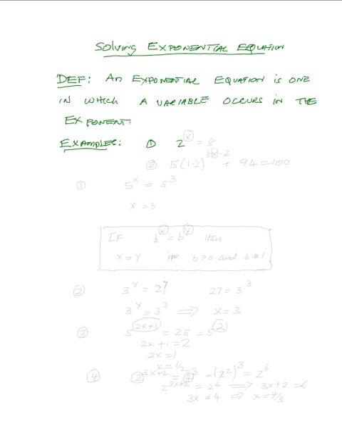Let's say our first example is 2 to the power of x equals 8. Now if you notice, the variable x shows up as an exponent. If you look at the second example, a similar thing happens. Let's make it a little bit more complicated looking: 5 times 1.2 to the power 3x minus 2, plus 94 equals 100. Once again, if you look at the exponent, it has a variable attached to it.